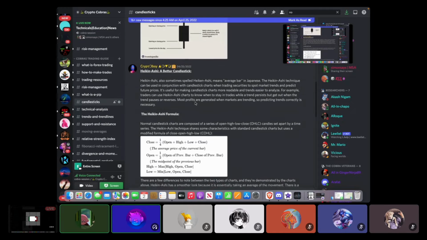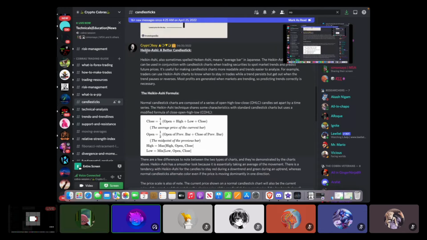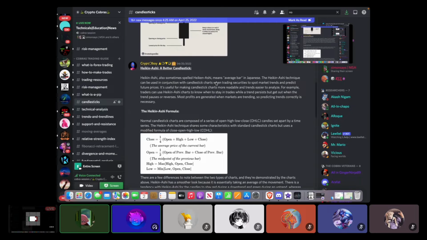There's also Heikin-Ashi, a better candlestick, so to say. This shows more of trend direction. Heikin-Ashi, also sometimes spelled Heikin-Ashi, means average bar in Japanese. The Heikin-Ashi technique can be used in conjunction with candlestick charts when trading securities to spot the market's trends better. So this is like how to pick up on the trend.